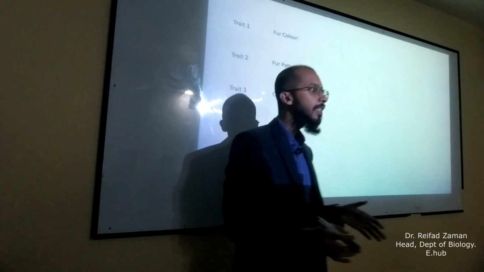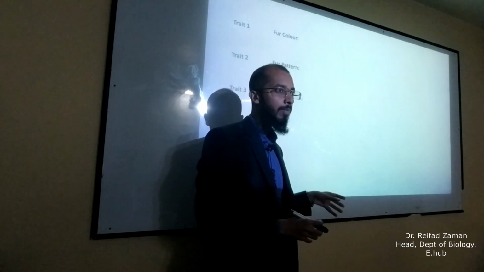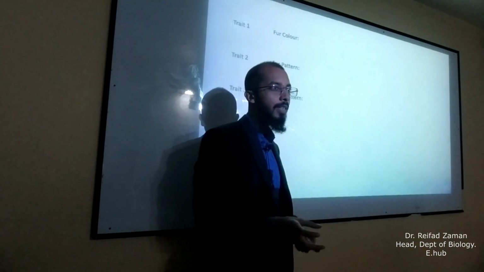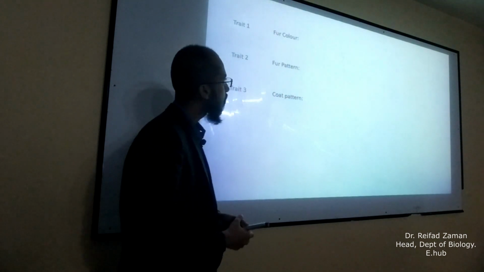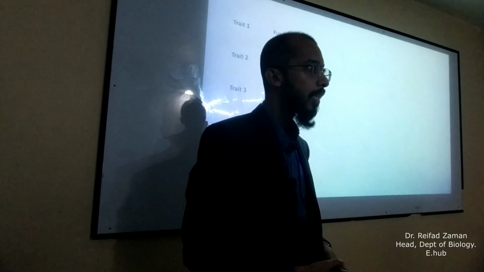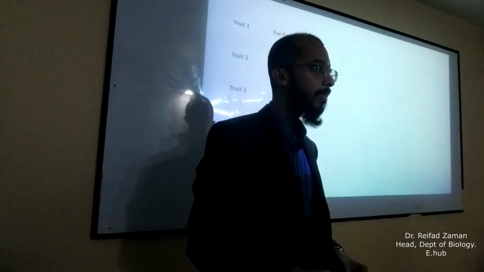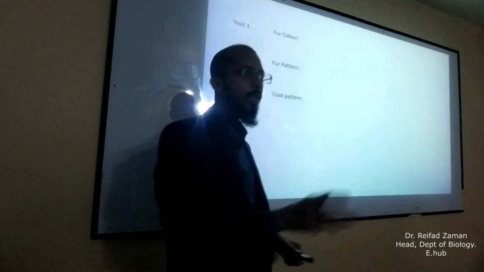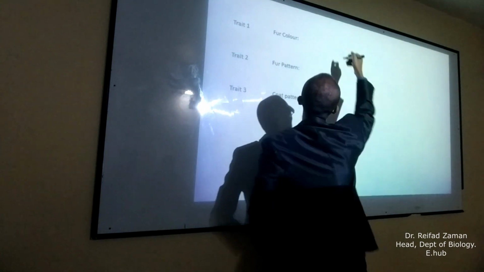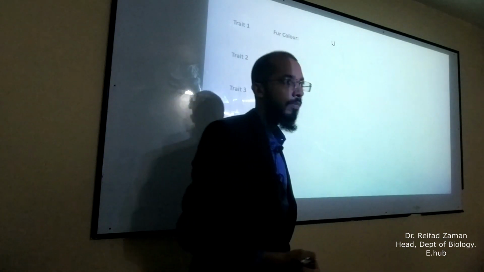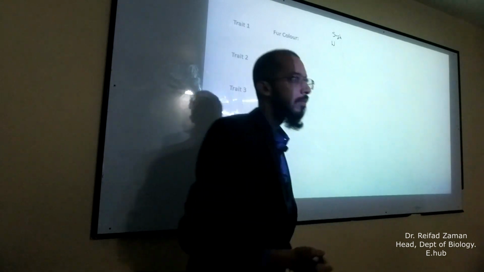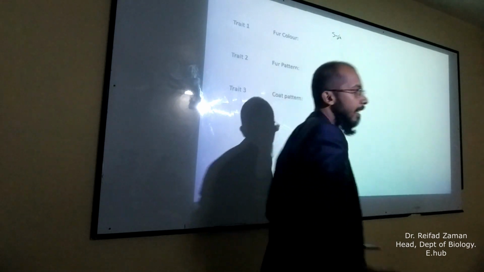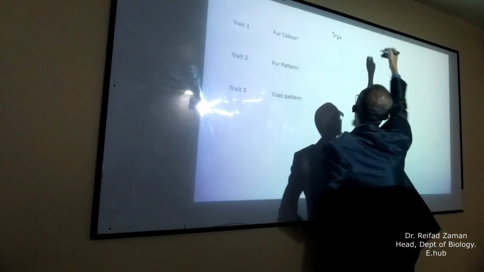Like for example, although this is not exactly an appropriate example of polygenic inheritance, I think it is a very simple example to understand. Here we can see three traits. The first trait is fur color. Let's think about a cat. A cat can have many colors. Say the cat can have a single color or it can also have multicolor.